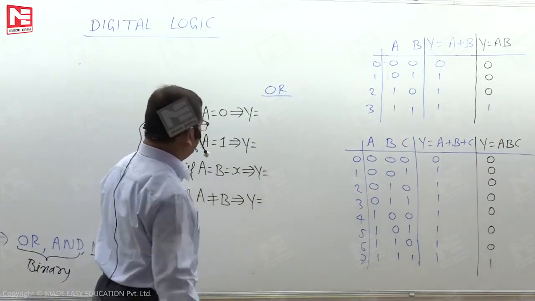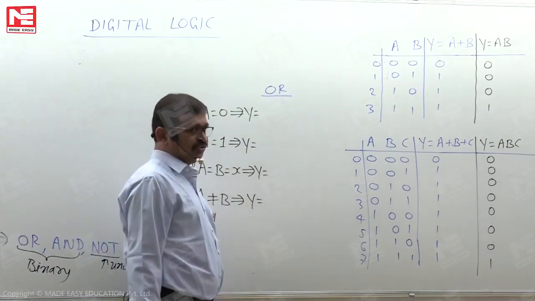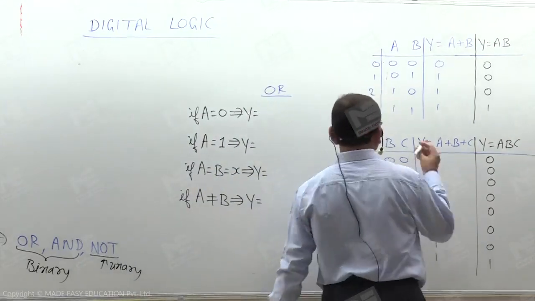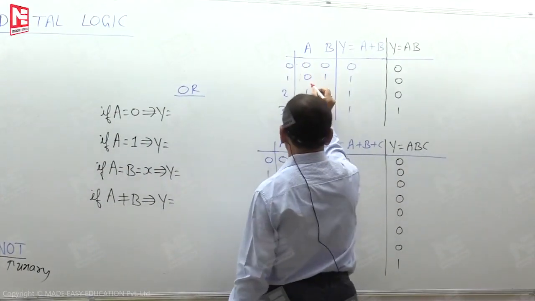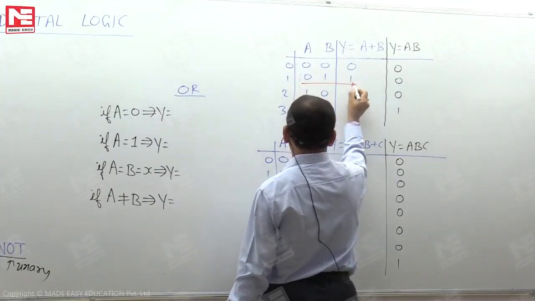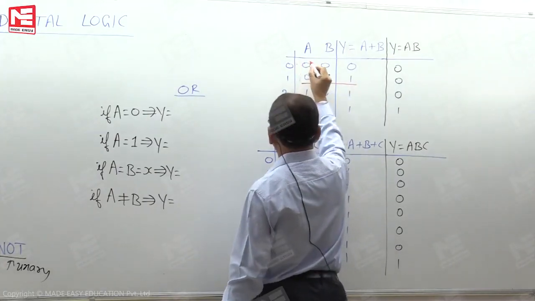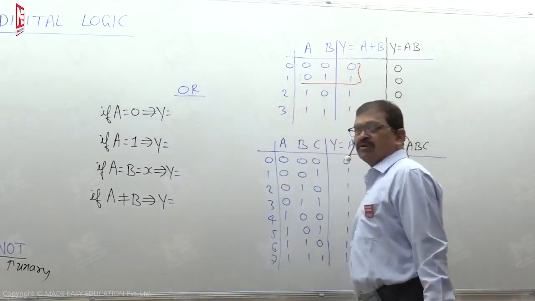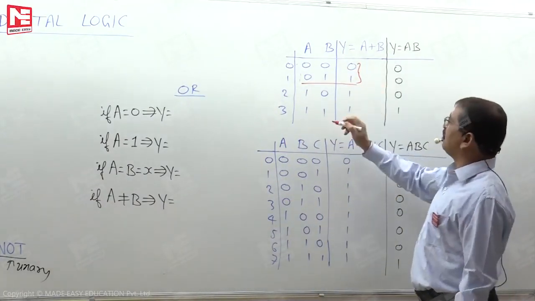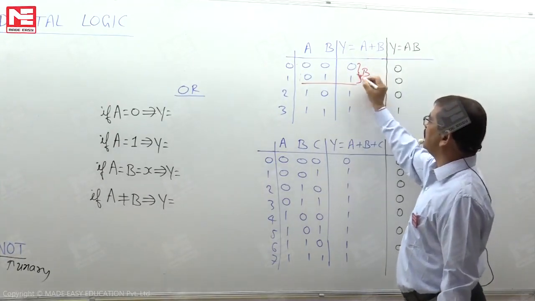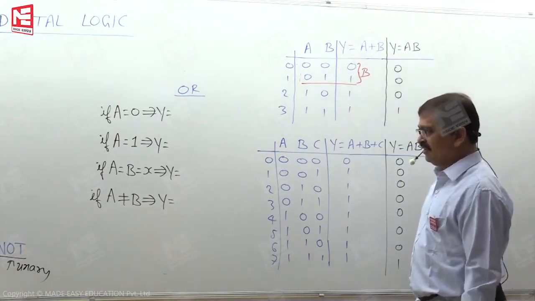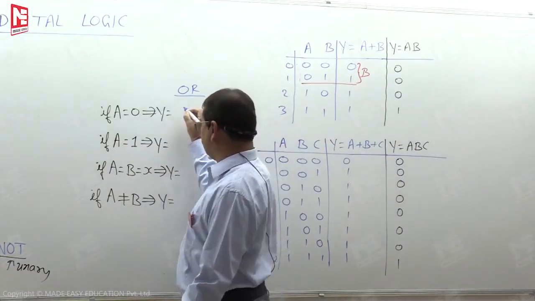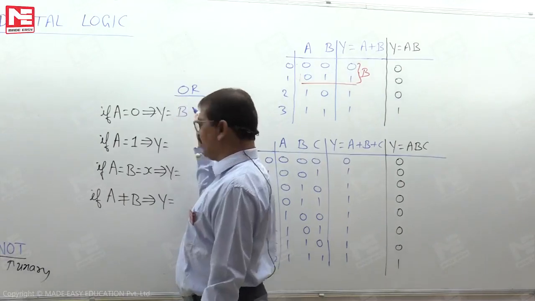If you look here, as and when one of the inputs of the logic gate is 0, while looking at the first 2 rows of the truth table of the OR gate, A is 0. If B is 0, the output of the OR gate is 0. If B is 1, the output of the OR gate is 1. Hence, whenever one of the inputs of the OR gate is 0, the output is the same as the other input, B.